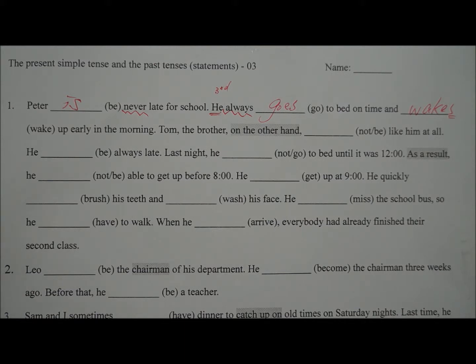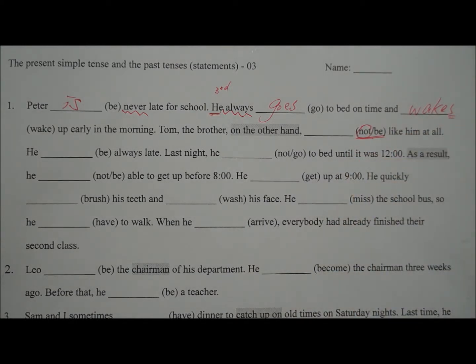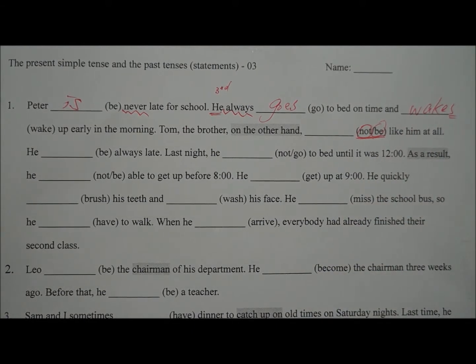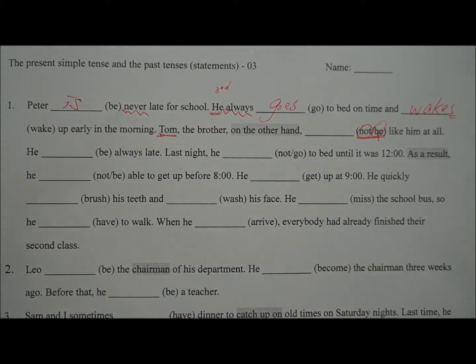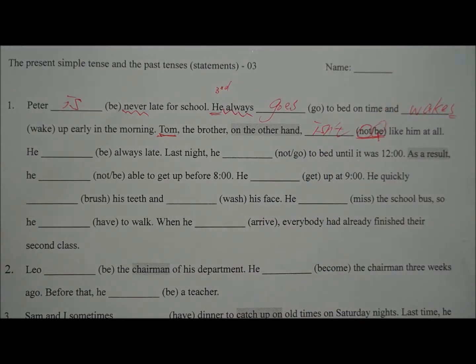Tom, the brother, on the other hand, ___ like him at all. For this one, we need to construct a negative sentence because of not, and we have to use a be verb. It's again a statement of fact, so we have to use the present simple tense. The be verb that goes with the third person singular noun Tom is "is." Not with is together, we say isn't. So Tom, the brother, on the other hand, isn't like him at all. On the other hand, you can look at the vocabulary at the end of the sheet. You will know what it means in Chinese.